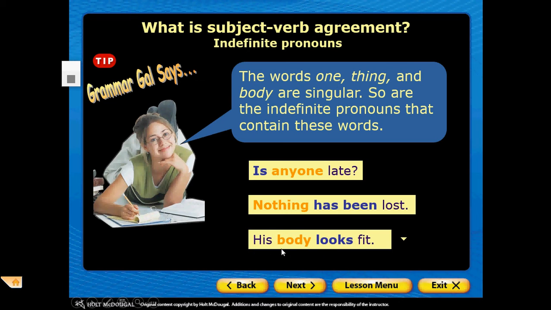His body looks fit. Look at the verb here. What have I added here? I added the S. Why? Because, as I told you before, it's a singular verb. So I can say everybody looks fit. Everybody looks fit. I treat everybody as if I'm treating the word body itself.